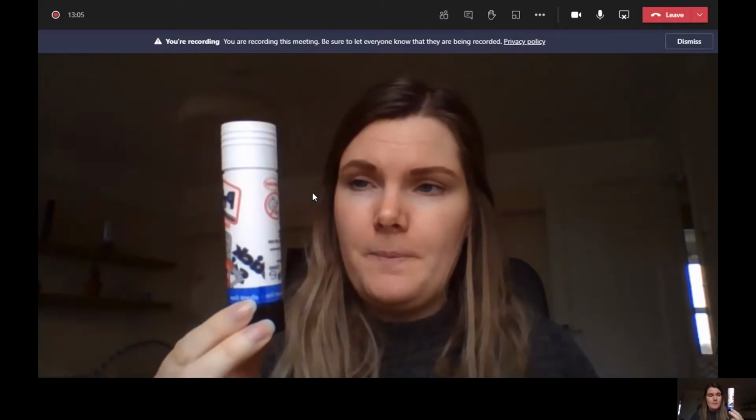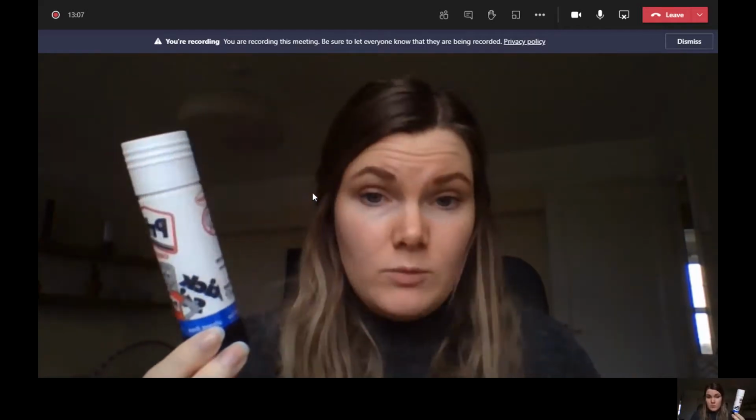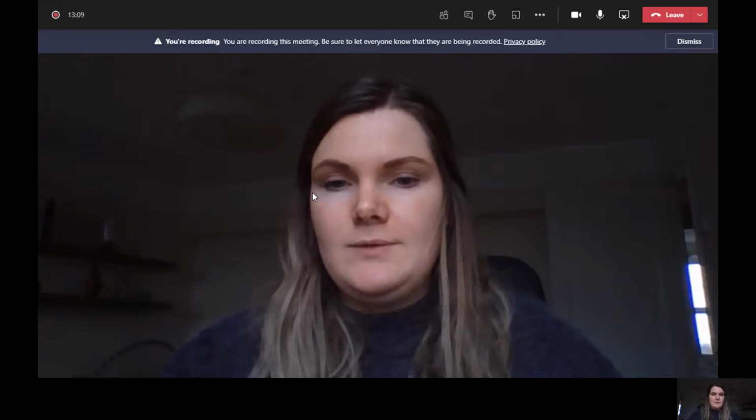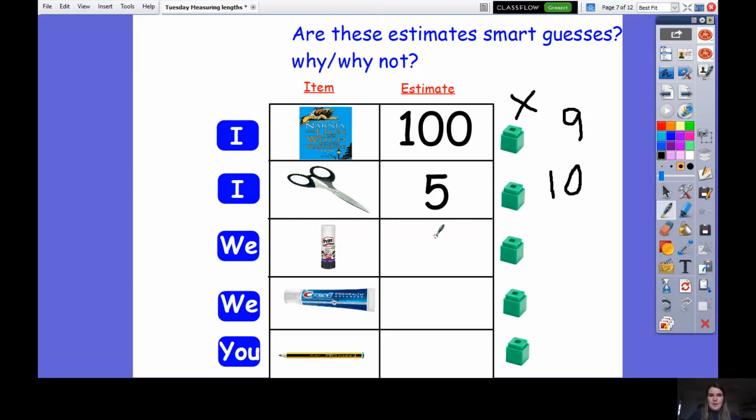What do we think? What should we put? You want to put 5? Okay, we're going to estimate that it's 5 cubes. Okay. Now that is a good estimate. Cross those ones out. We don't think they're good estimates.